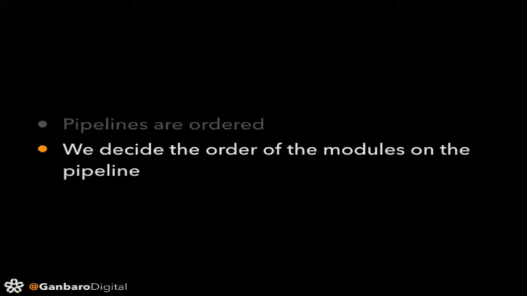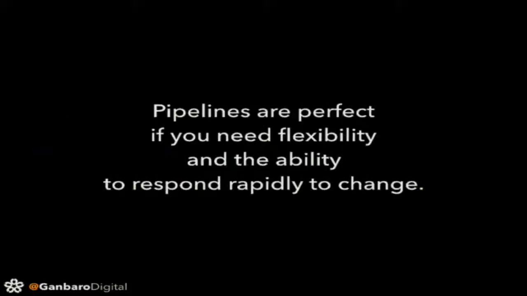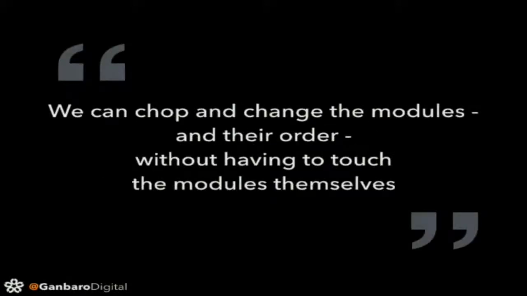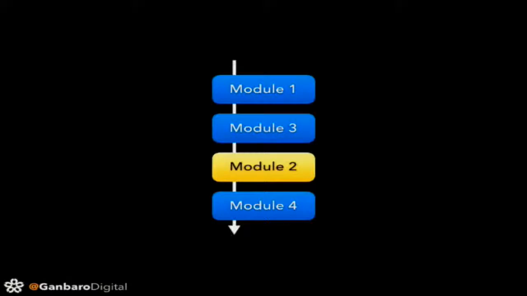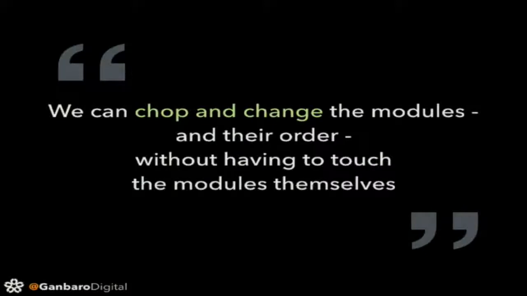And it's important to remember that we, the person using the pipeline, decide the order of the modules, not the person who's built the pipeline. And that gives us a lot of flexibility, which we'll see highlighted throughout the talk, because it allows us to respond rapidly to change. And there are going to be some examples of that. So what can we change? First thing we can do is change the order of modules on the pipeline. We can take a module and move it. Very easy to do.